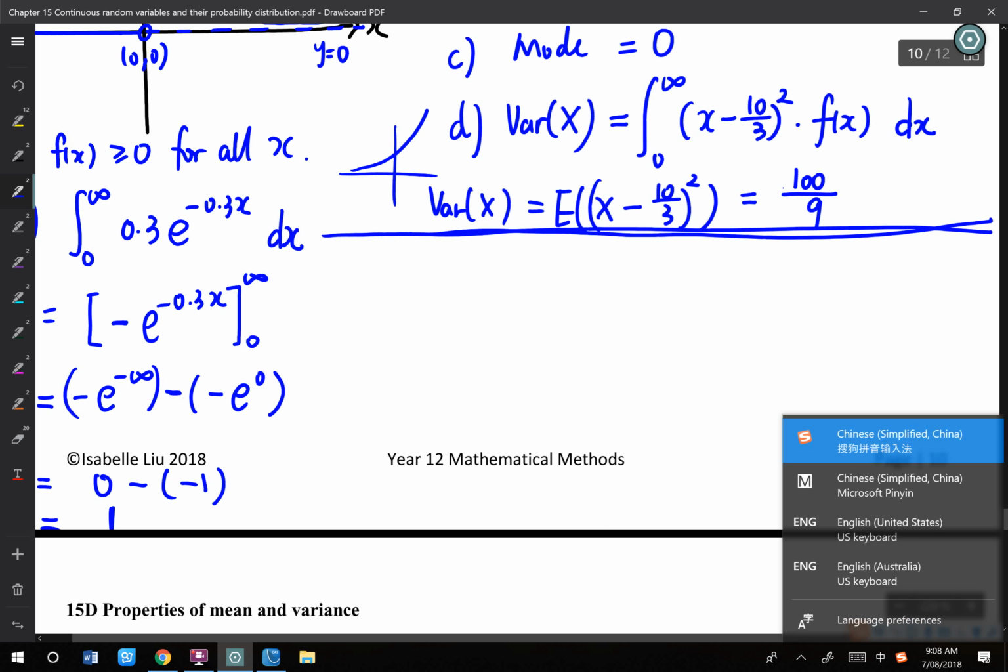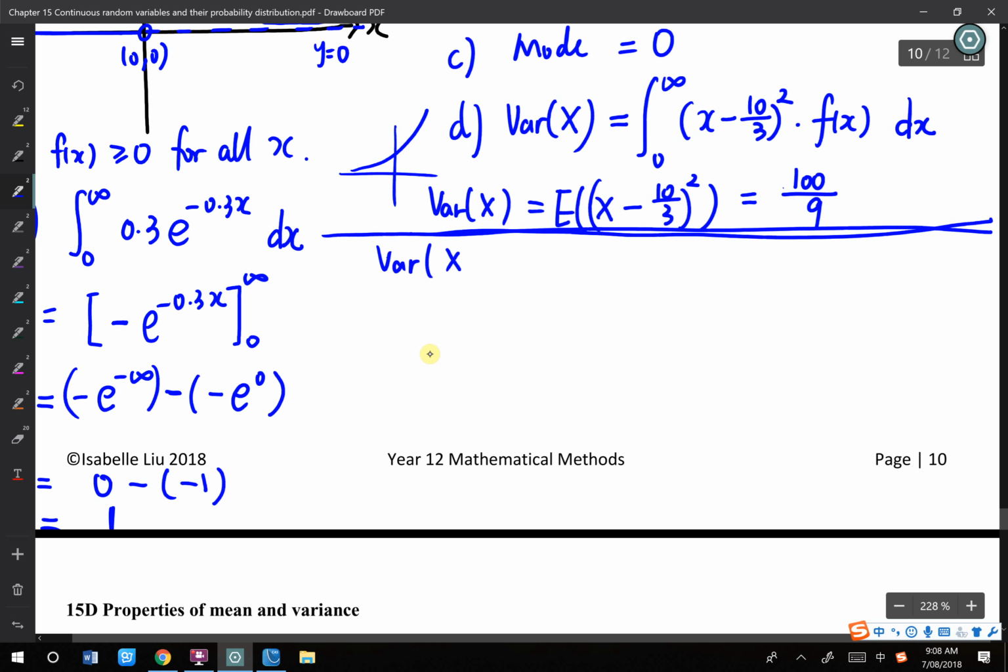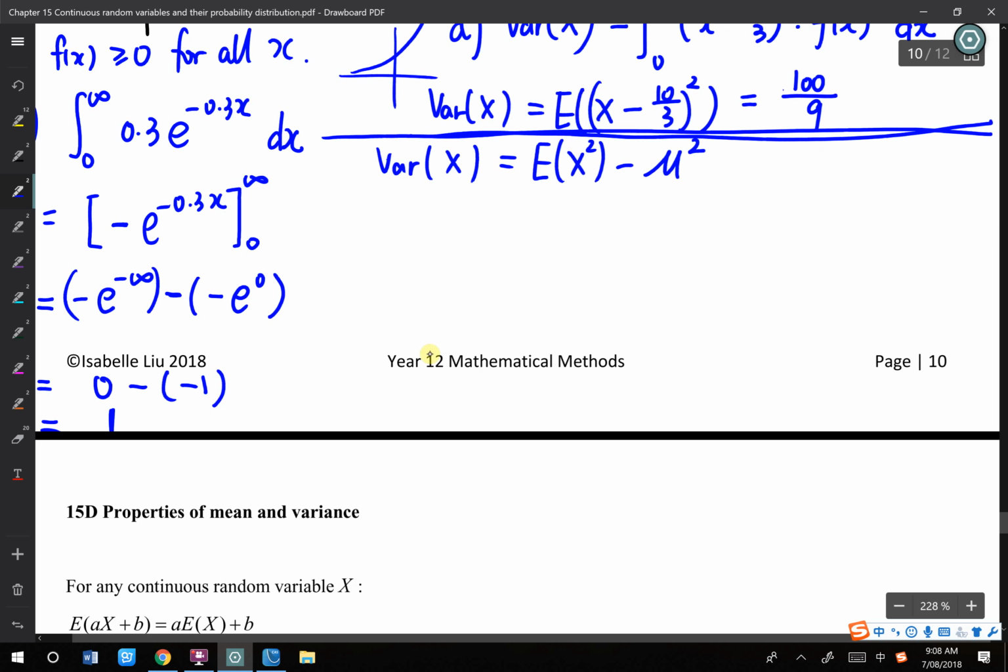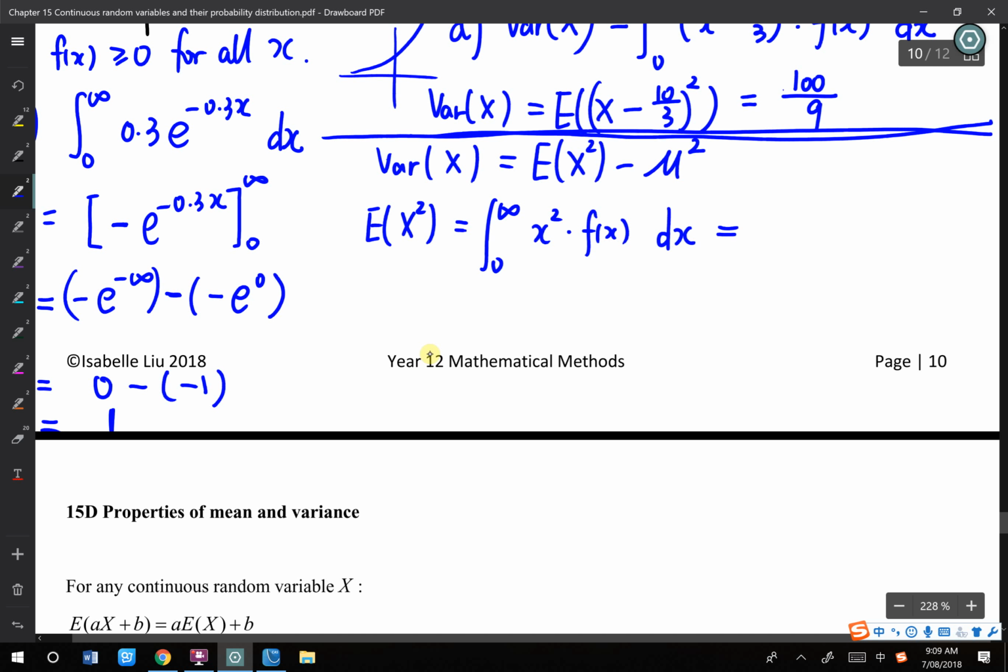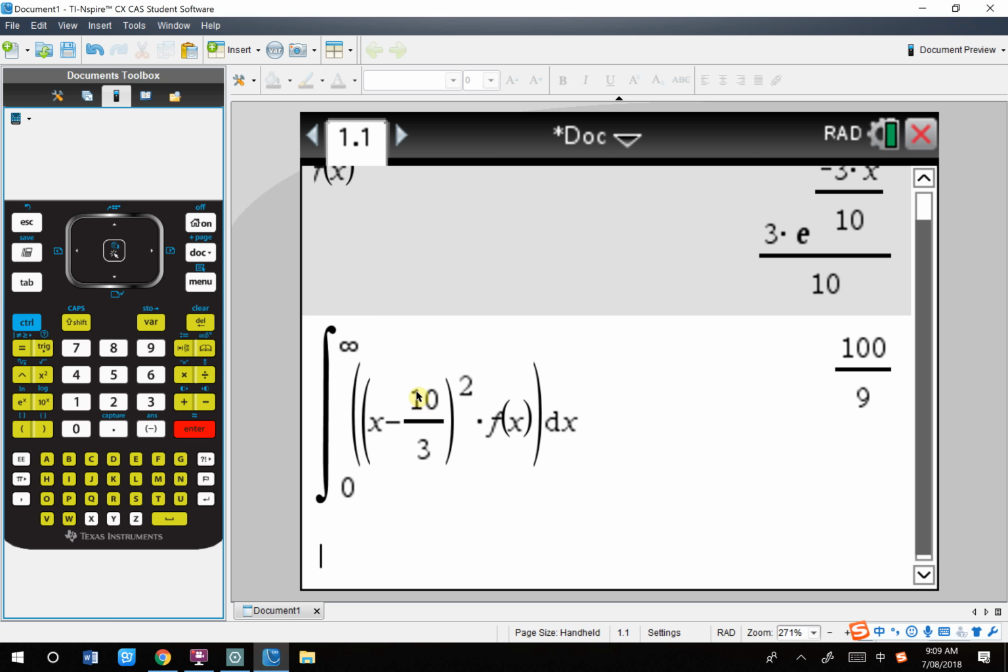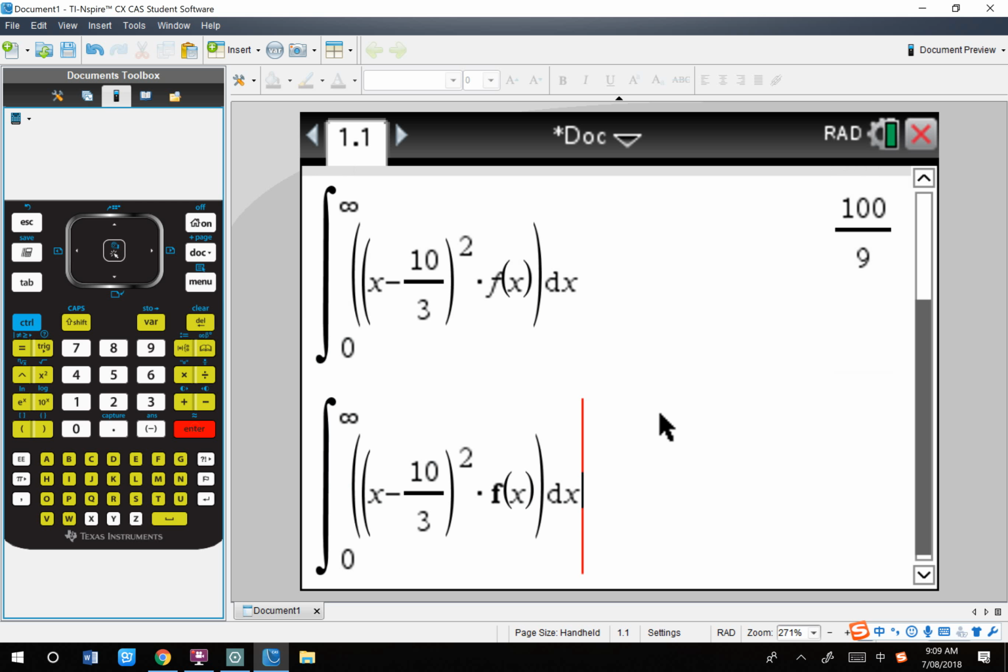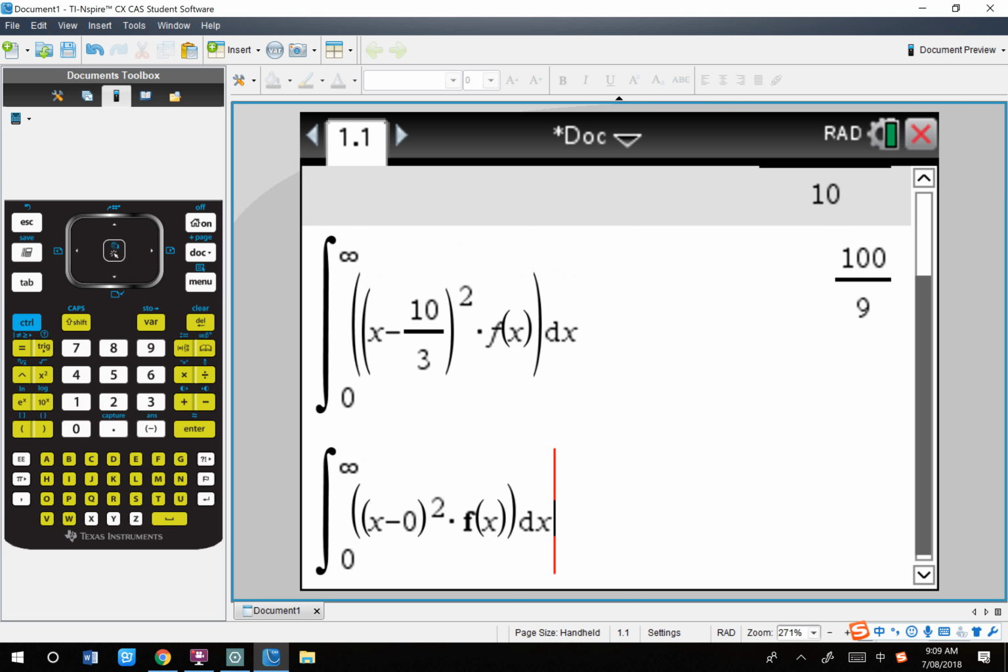My second method uses variance of x equals expected x squared minus mu squared. So I want to find expected x squared first. Expected x squared equals the integral 0 to infinity of x squared times fx dx. Still use the same formula. I can copy this down and change that to a 0. So it's x squared times fx.